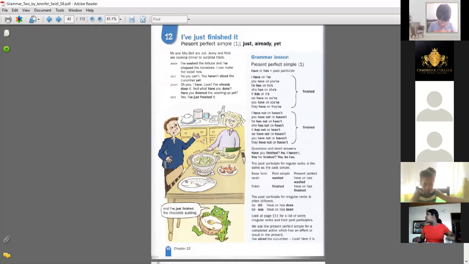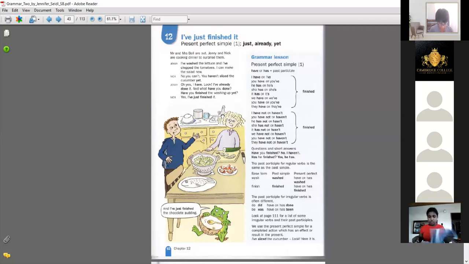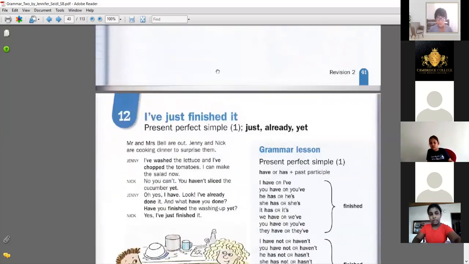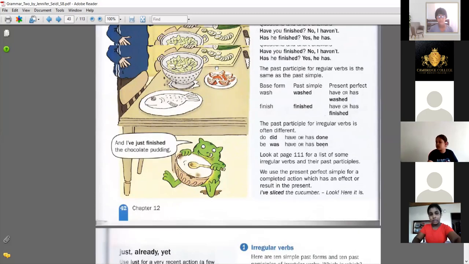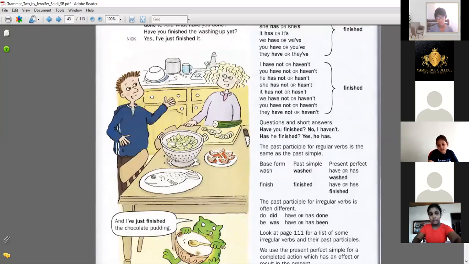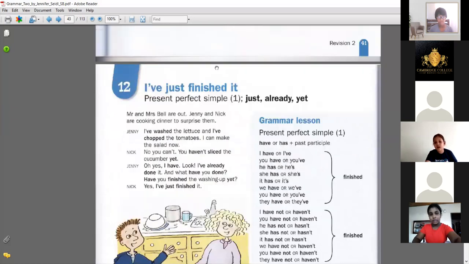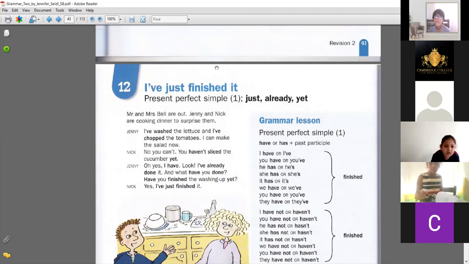Okay. You want to take your grammar book and turn to unit 12, page number 42. So today we are going to do a new lesson. I have just finished it. You can see there's a conversation between Jenny and Nick. Then I'm going to give you to read it. Jenny and Nick. So Lashawn, read Nick's part. Hansali, read Jenny's part first.